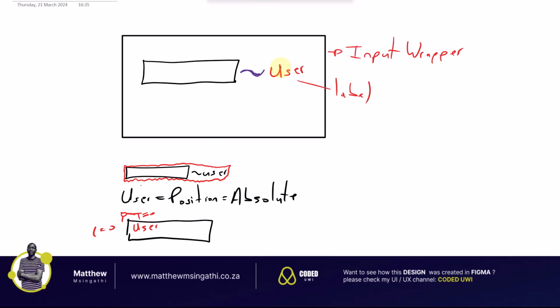This means that in order for this to happen, we need to tell this absolute that you need to be governed by the container. That means this container's position has to be relative, even if it can be absolute, but relative will also do. So we are establishing a relationship between the container and the user. This is the parent and this is the child.